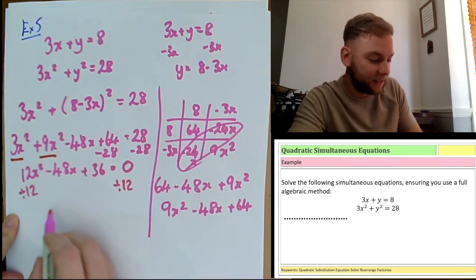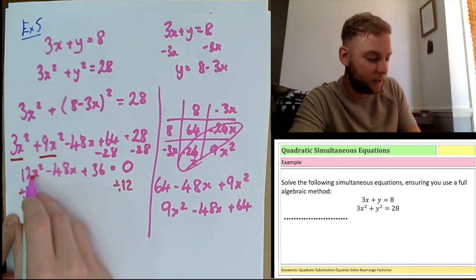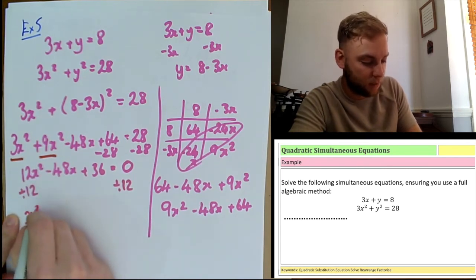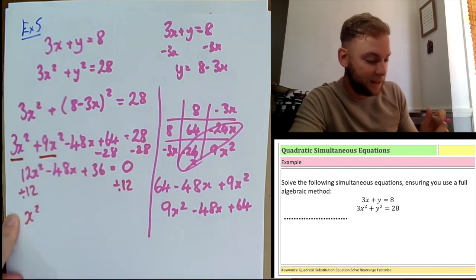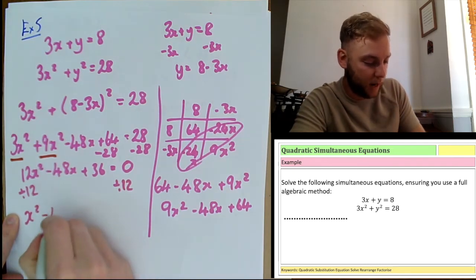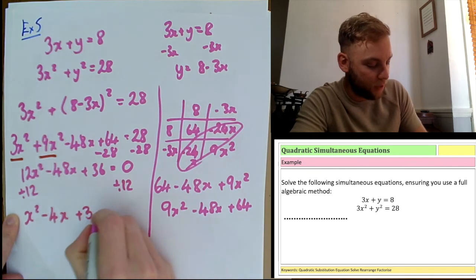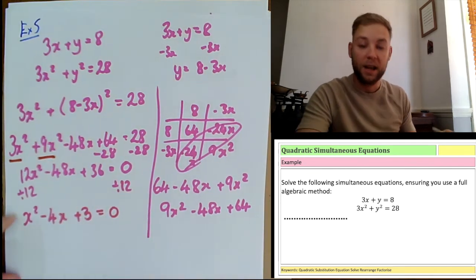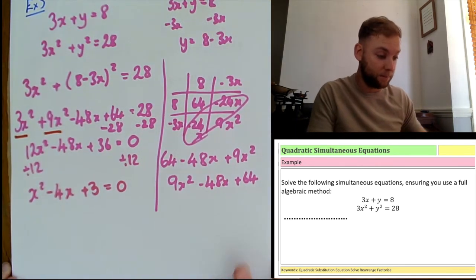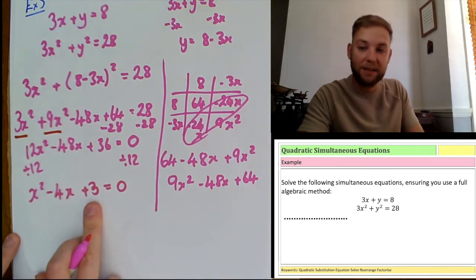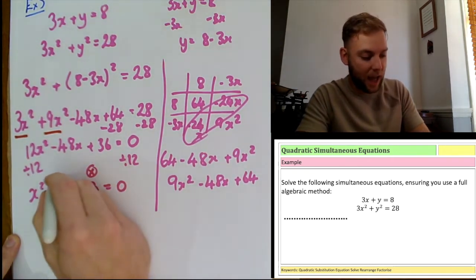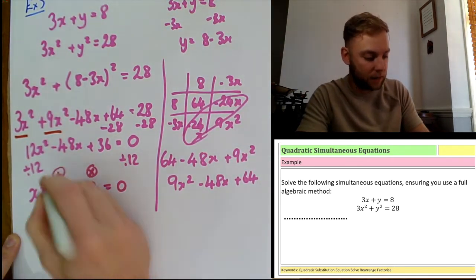So divide the left-hand side by 12. I'm going to get 12x squared divided by 12 is just x squared. 48x divided by 12 is equal to minus 4x. And 36 divided by 12 is equal to plus 3, which is equal to 0. Now I can factorize this. So something that times together to make 3, adds together to make minus 4.